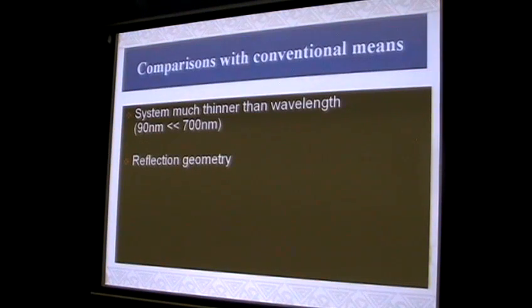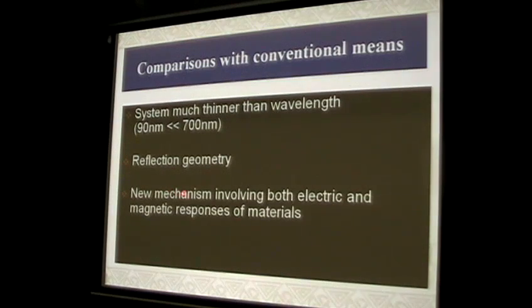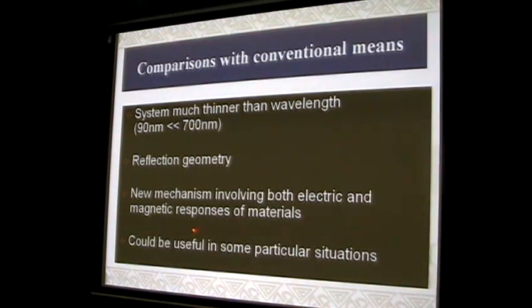So compared with conventional means, our system has some advantages. The first one is that the system is much thinner than the wavelength. This is just the characteristic of the metamaterial concept. The total thickness of our system is only this value, and the wavelength is this value. And another advantage is the fractional geometry. And also it has a new mechanism involving both electric resonance and magnetic resonance of the metamaterial. So we hope that it could be useful in some particular situations.